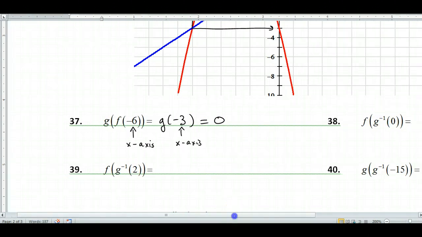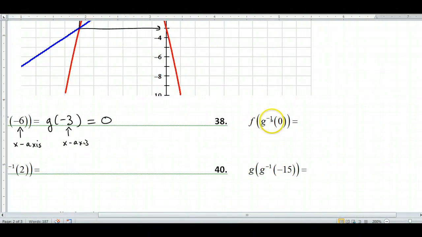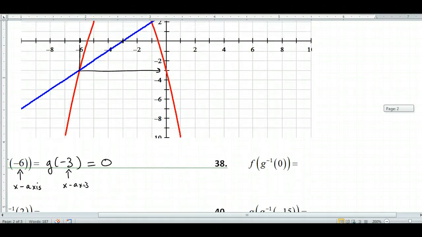So next question. What is g inverse of 0? Well, there's two ways to do that. First, you forgot what you just said, right? You forgot this right here. And this is the output. This is on the y-axis that you got to go fetch it. So you go on the y-axis at 0, and you figure out where the input is. And the input happens to be at -3.